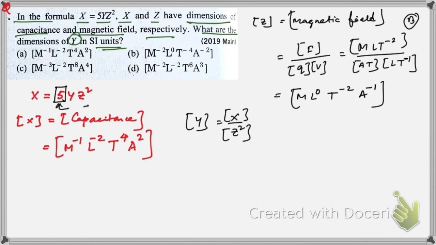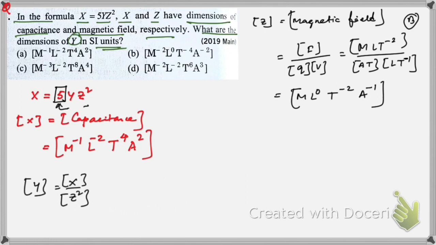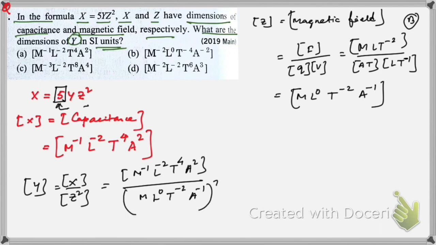Let me write here, the dimension of x is what we have got: M to the power minus 1, L to the power minus 2, T to the power 4 and A to the power 2. And the dimension of z is M L to the power 0, T to the power minus 2 and A to the power minus 1. If you square this, then you're going to get M to the power 2, L to the power 0, T to the power minus 4 and A to the power minus 2, on squaring z square. So hope you have understood this.